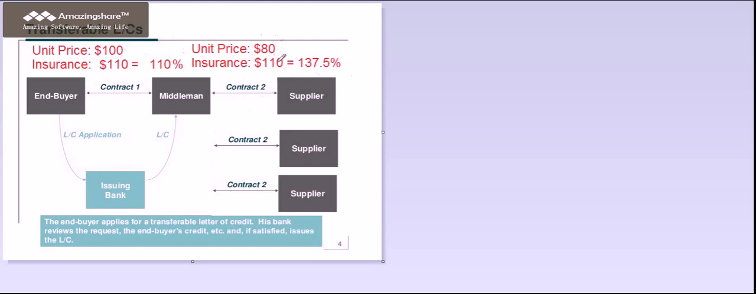So how much percent is the insurance then? 137.5%. Whereas in the main LC it's only 110%. Remember this point. Insurance in the second LC needs to be brought to the amount in the first LC, not the percentage, to the amount in the first LC.